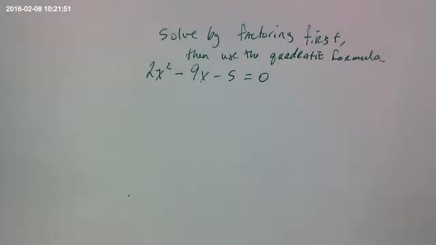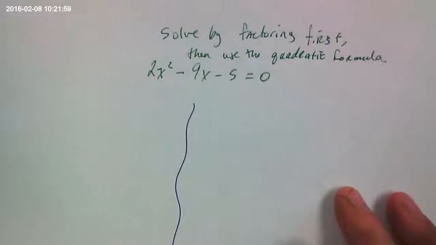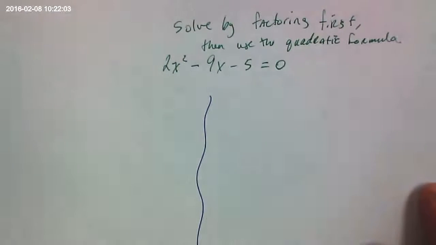Anyway, we have to solve this both ways. The reason we have to do it both ways, by factoring first and using the quadratic formula second, is because that's what the instructions say to do. So I'm going to draw right down the middle, because we're going to do the factoring first on the left. We're going to use the quadratic formula second on the right. Okay.